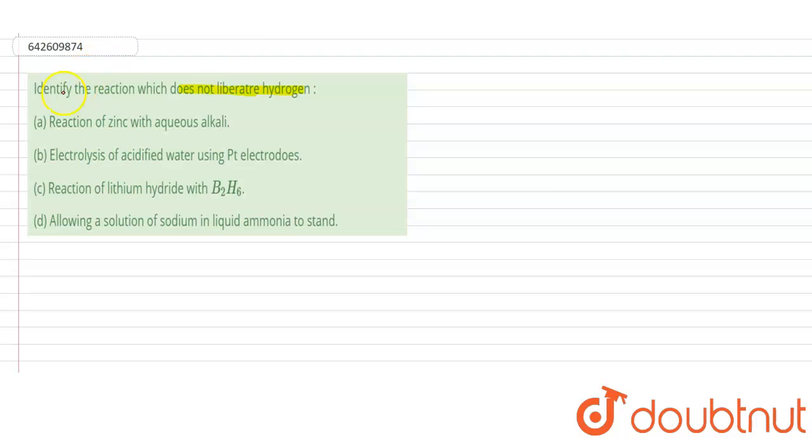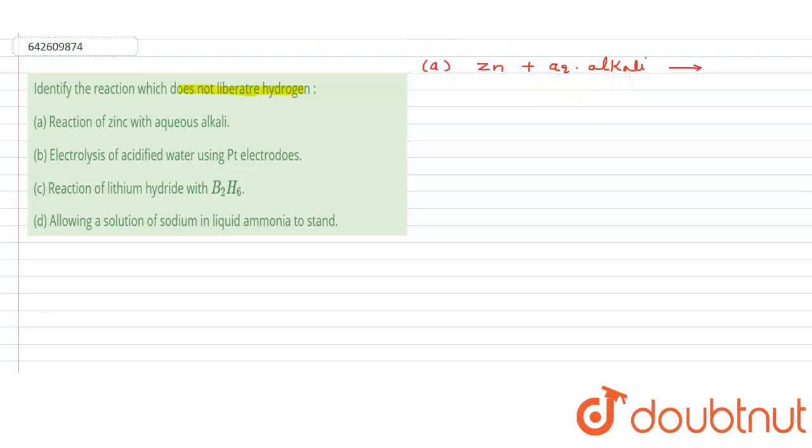Option A is saying this: reaction of zinc with aqueous alkali. So if I talk about option A, the reaction of zinc with aqueous alkali, now the question arises, what do you mean by this aqueous alkali? We know that alkali is actually like sodium, potassium. So what do you mean by aqueous? That means we have to add water in this alkali.